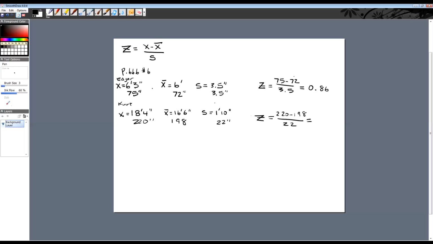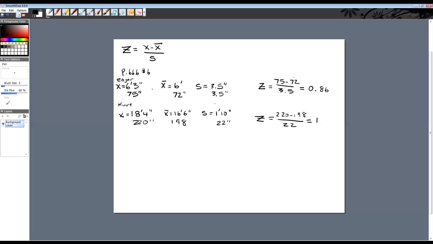And that gives us a z-score of 1.0. So the question says, relative to this past season in this conference, which athlete had a better performance on Saturday? And that would have to be the one with a higher z-score, z of 1.